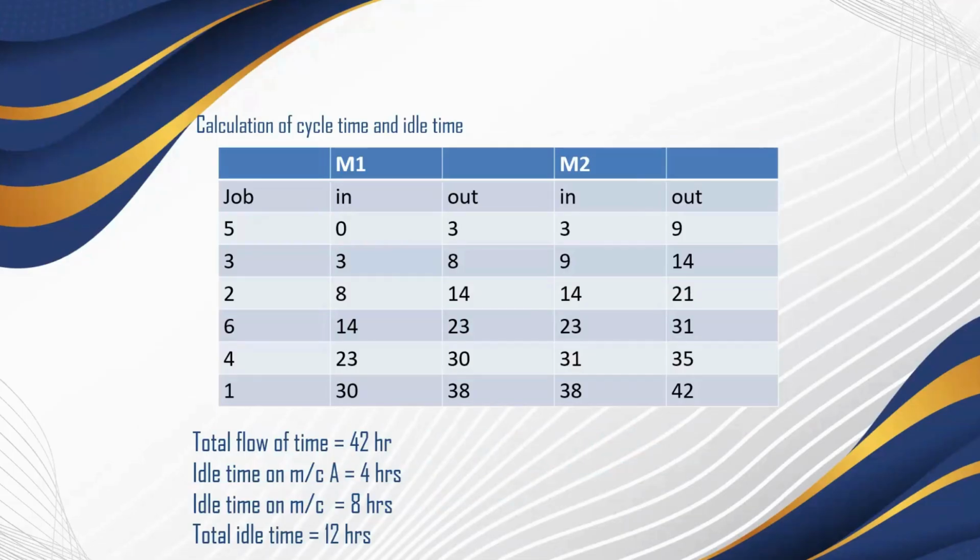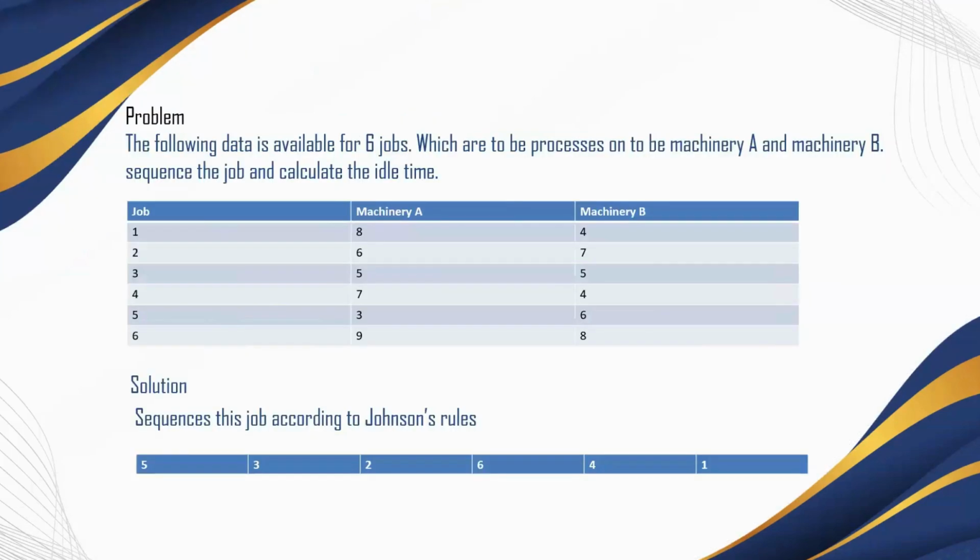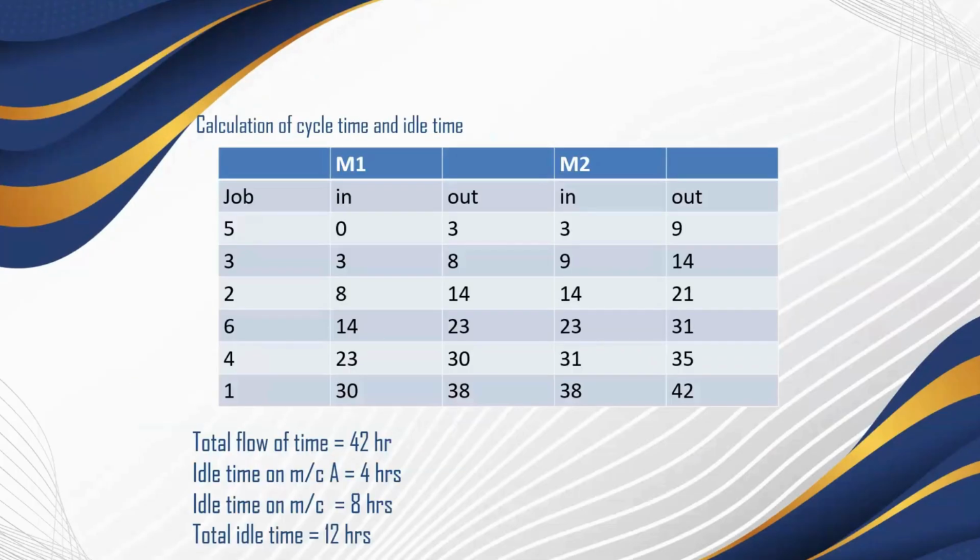As the first machine's out time is 3, we will put that 3 as the in time of the second machine. So 3 plus 6 is 9, 9 plus 5 is 14. We do the same for machine 2, and we see the last is 42.